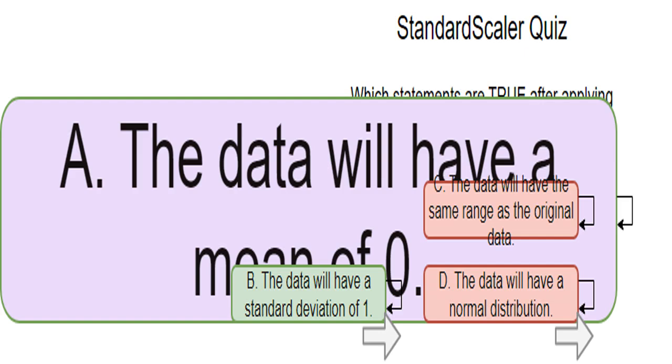Yes, standard scaler centers the data around 0. This means after applying standard scaler, the average of each feature is 0. This is a core part of how standard scaler works.